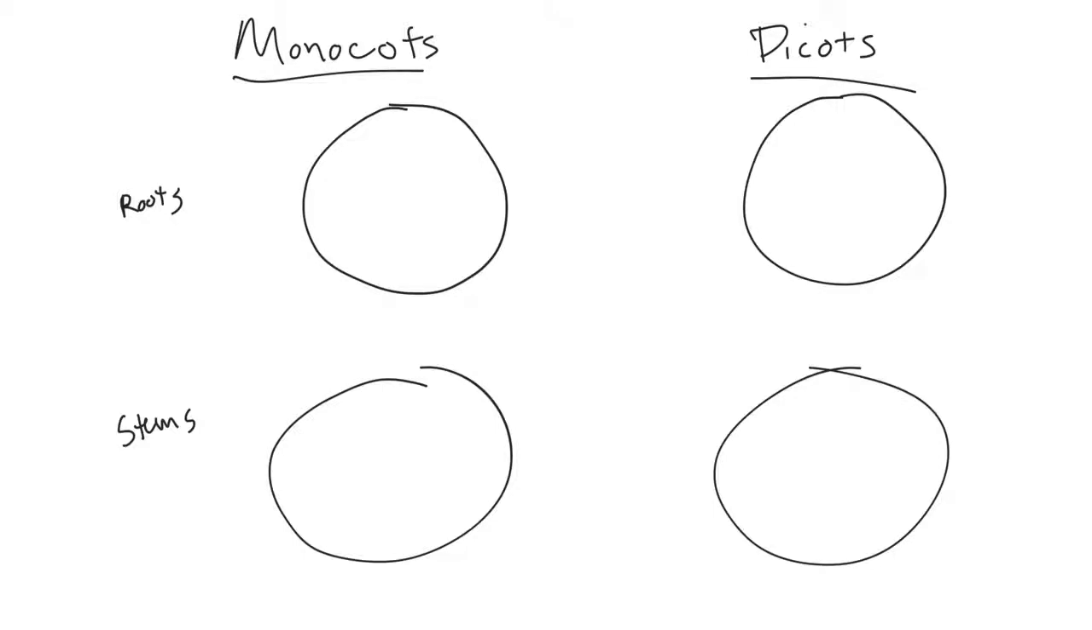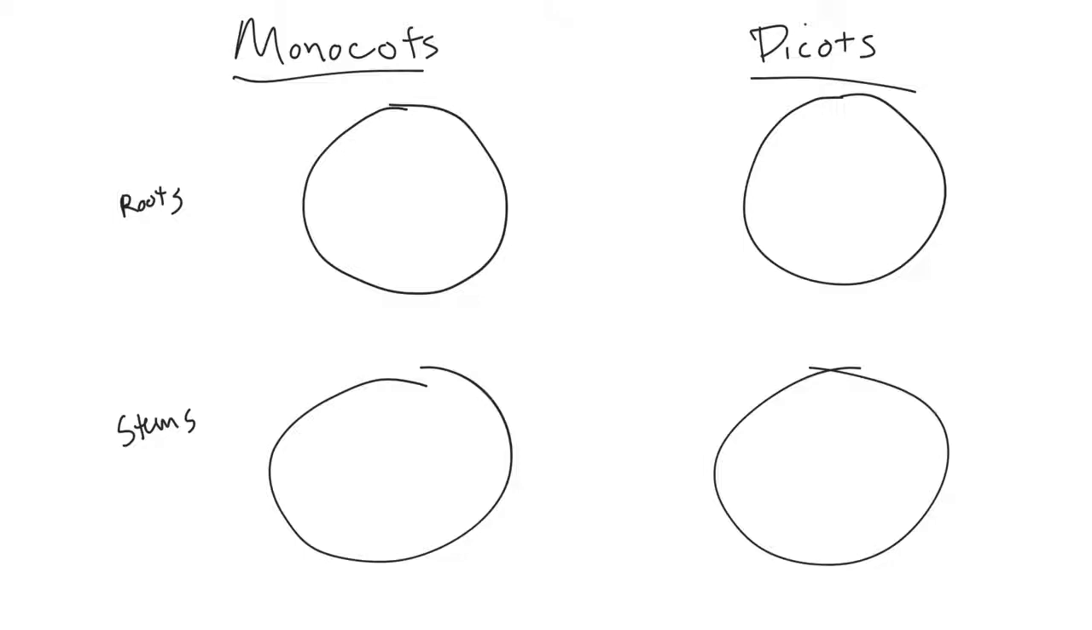Okay, so now we're going to talk about this. These are two major groups within angiosperms, monocots and dicots. And you can tell the difference between the two based on, we're going to look at the arrangement of cells within the roots and stems, and then there are other characteristics as well.